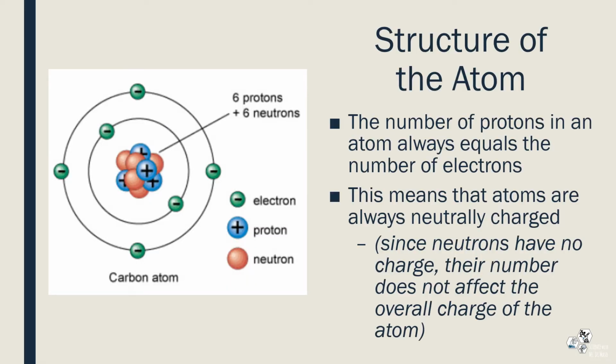Now, the number of protons in an atom is always equal to the number of electrons. We want our atoms to be neutrally charged overall. We don't want them to be positive or negative. We don't want our matter to have an inherent charge to it. So in order to do that, we have to balance our positives and our negatives. Now, the neutrons are neutral, so the amount of neutrons doesn't really affect the charge of the atom at all, but it affects other things that we'll talk about later. So the number of protons always equals the number of electrons.